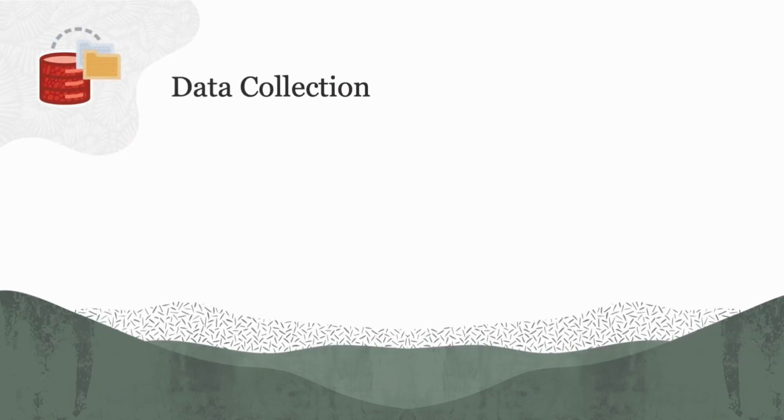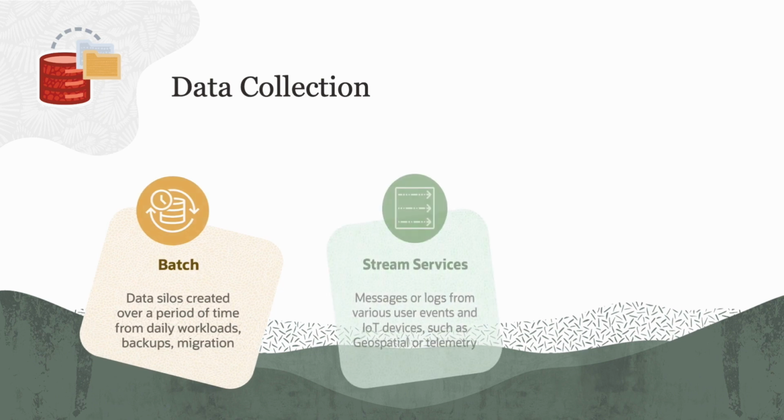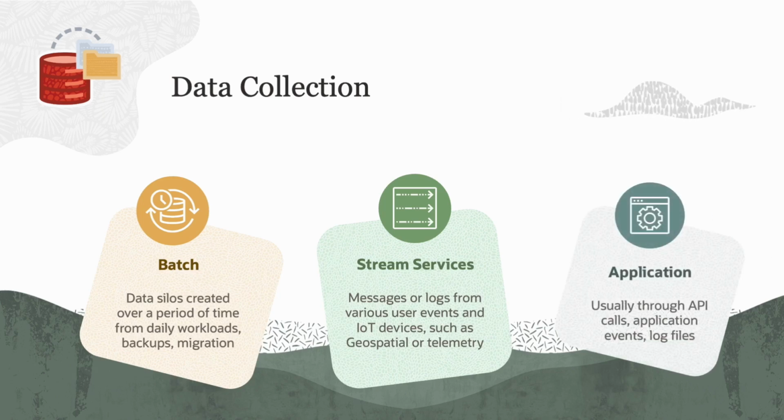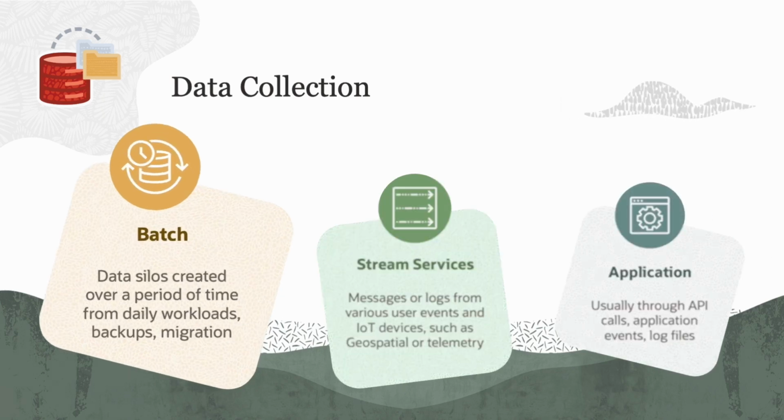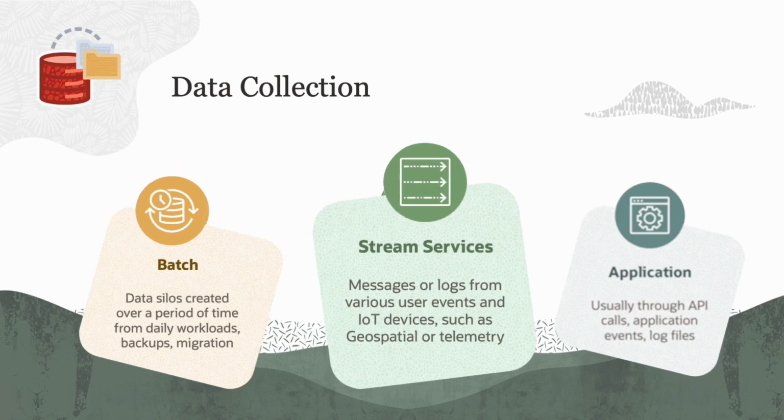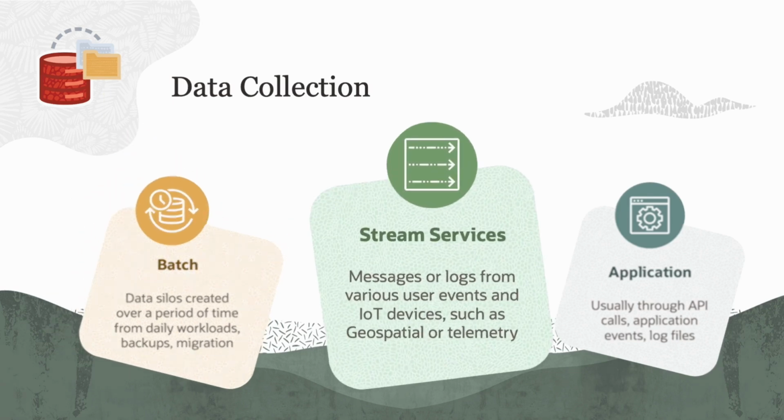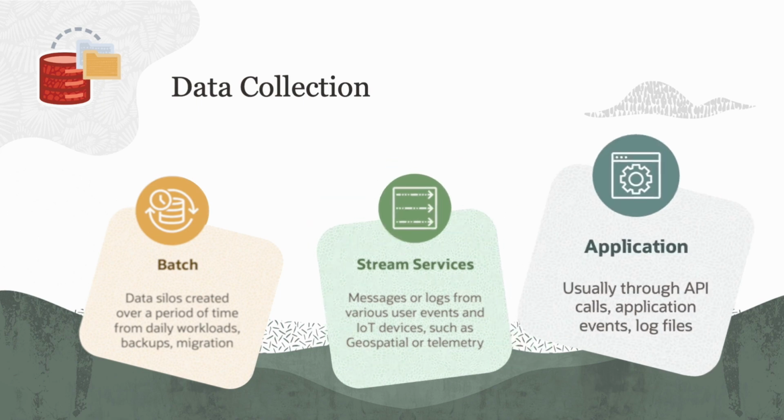Whatever we do, digital or non-digital, whichever app or service we use, we generate some information. This information can be categorized on the basis of size or source, usually as batch data, data from stream services, or application data. Batch data gets created over a period of time from daily workloads such as backups and data migration. Data from stream services are messages or logs from various user events and IoT devices. Application data is something which gets generated through API calls and comes in the form of application events, log files, and so on.